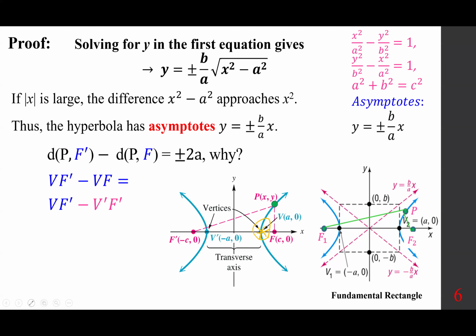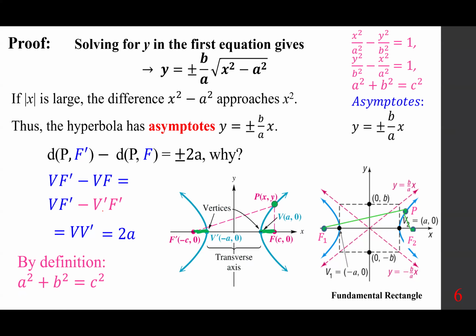Let me show you on the graph. Let me clean up and show you the part that I'm referring to. This portion, everybody, this distance is the same as this distance by symmetry. So we can replace this distance, which is VF, by this distance, which is V prime F prime. That's what we did. So VF prime minus V prime F prime is this distance. Now this is V prime, which is 2a. So believe it or not, that's the proof.